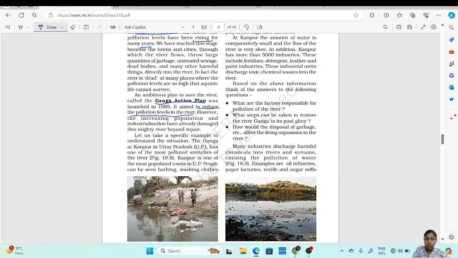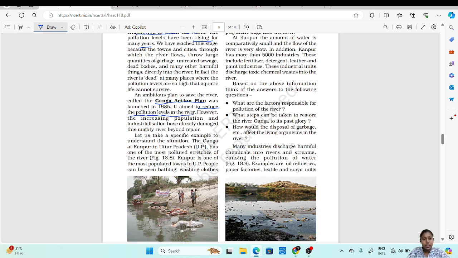However, the increasing population and industrialization have already damaged this mighty river beyond repair. Even though they decided to reduce the pollution levels, it is too difficult because of the increasing population and industrialization. Everywhere there are industries, and they release their chemical waste into the river, making it beyond repair. Beyond repair means whatever we do, it is of no use. It has become so polluted that bringing it back to what it was earlier is very difficult.